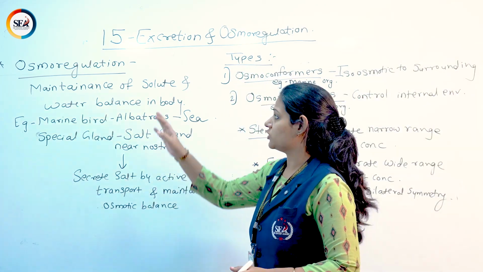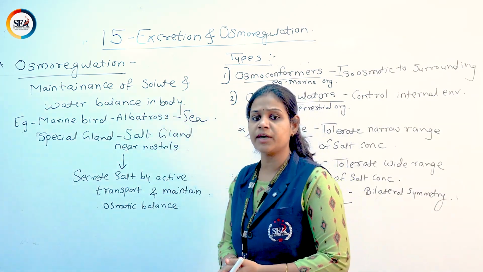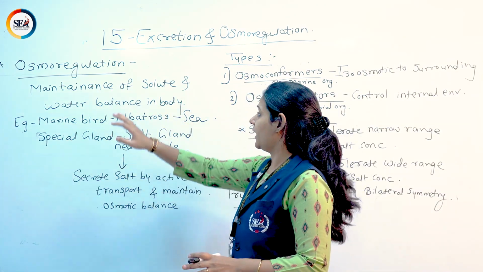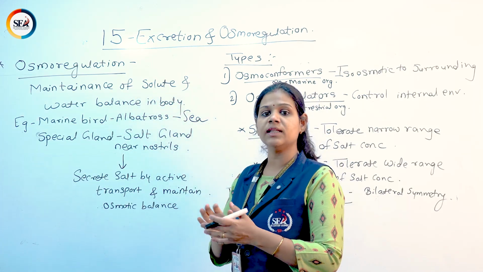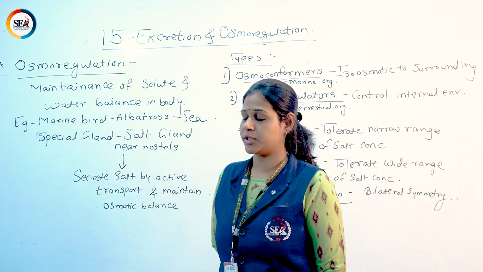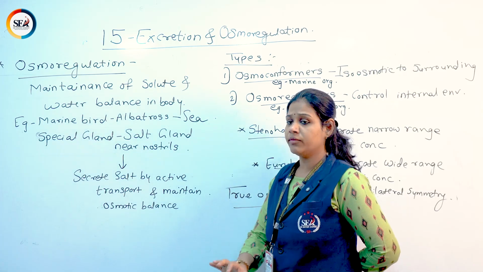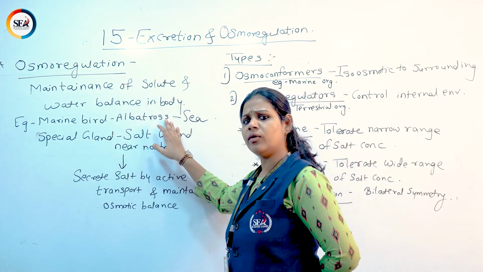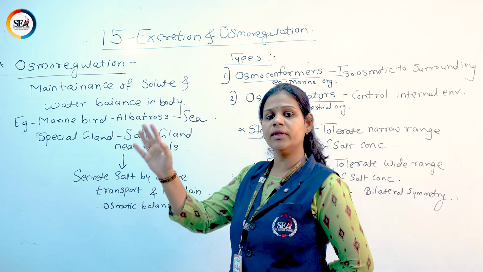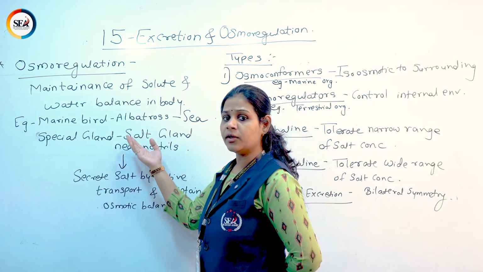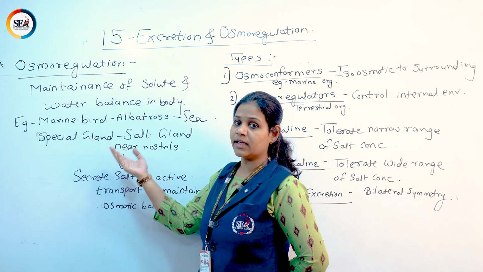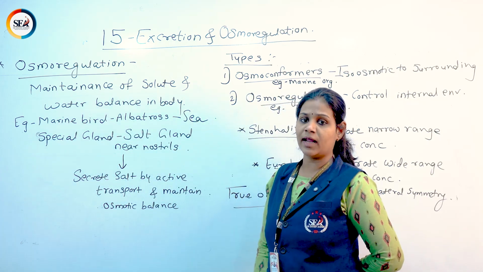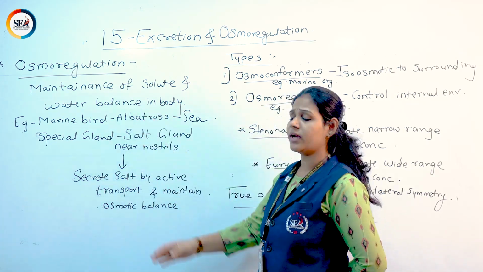The next point is osmoregulation. What is osmoregulation? As we have already seen, the maintenance of solute and water balance in the body is called osmoregulation. For example, a marine bird, for example the albatross, is usually found near the sea or on the sea throughout their life. Then what do they drink? Do they drink sea water? Yes, they drink the sea water throughout their life. Then how do they maintain their osmoregulation?